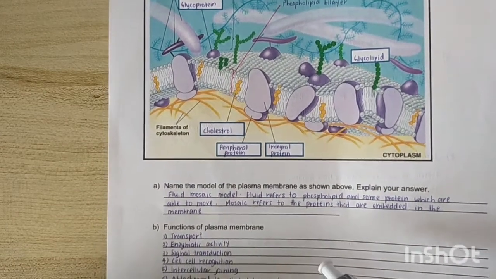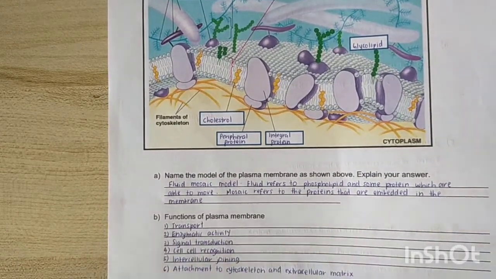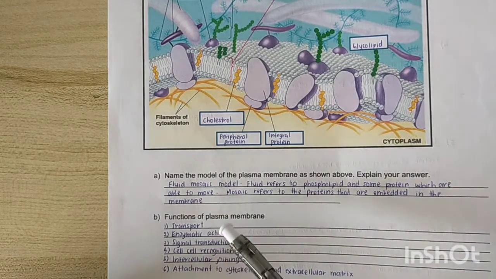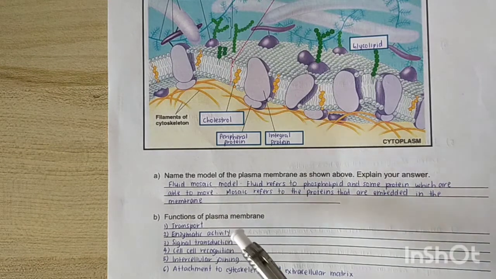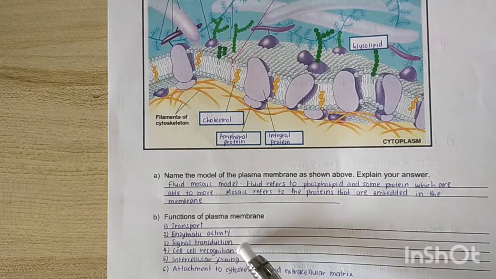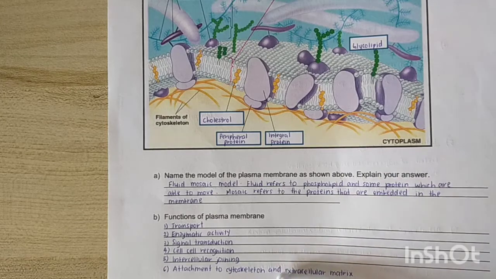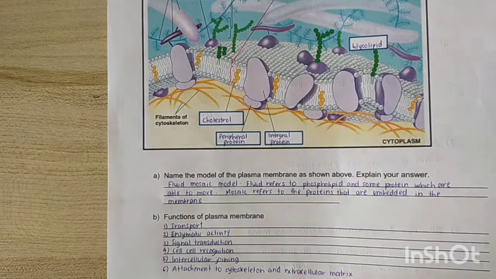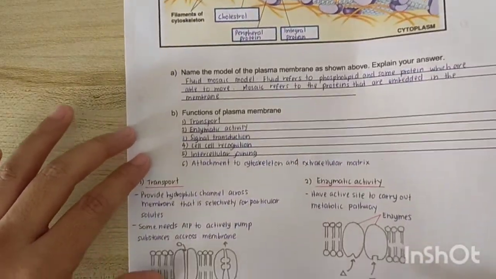Okay, and then B, what are the functions of the plasma membrane? So if you look here, actually there are 6 functions of the plasma membrane. The first one, transport. Second, enzymatic activity. Third, signal transduction. 4, cell-cell recognition. 5, intercellular joining. Another one, attachment to cytoskeleton and extracellular matrix. Okay, so let's go through one by one.